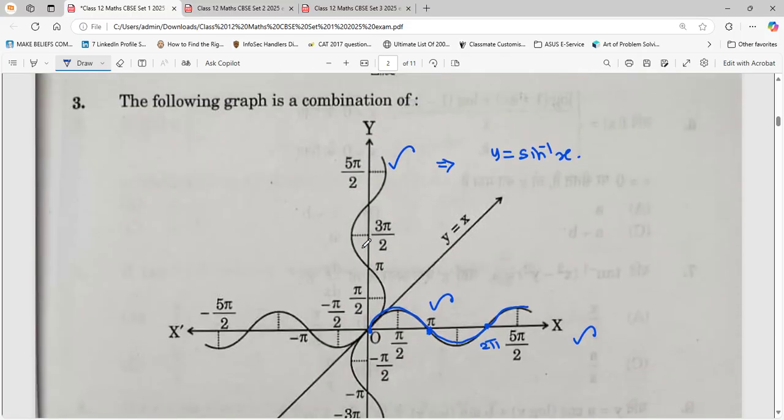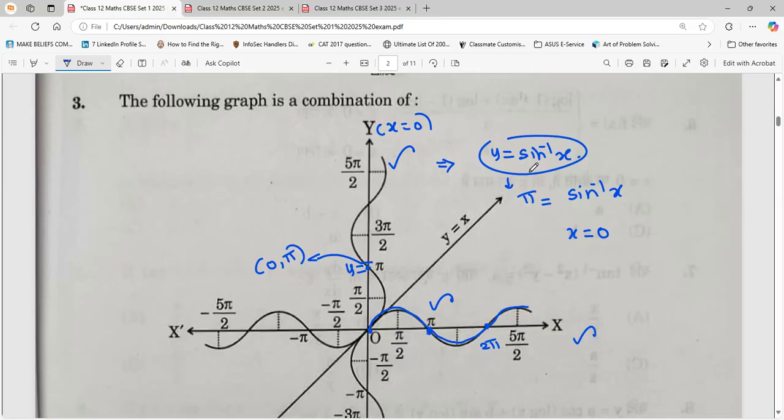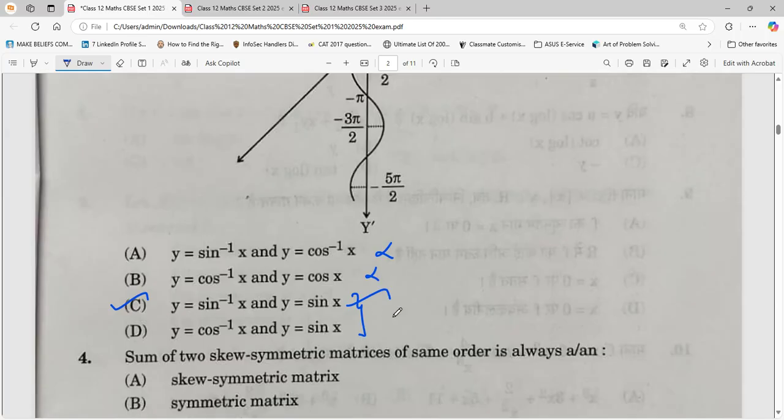So if y is equal to sine inverse of x, now let's say y is equal to pi. The x value is 0. At this point, the coordinates are 0, pi. So if pi is equal to sine inverse of x, then x is equal to 0. So this is true. Y is equal to sine inverse of x is true. So the answer will be option C. So D option gets eliminated.